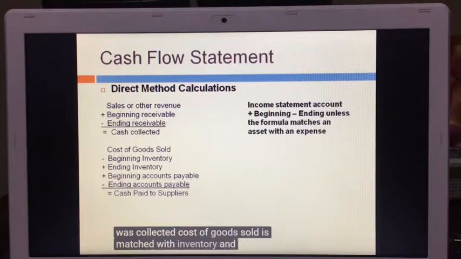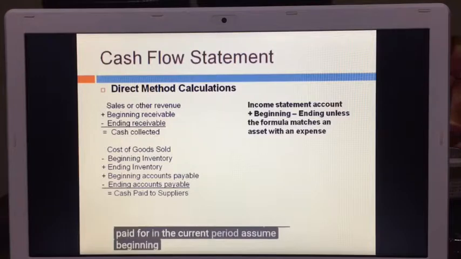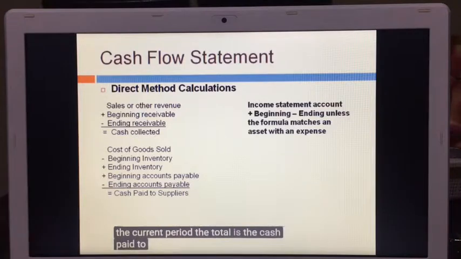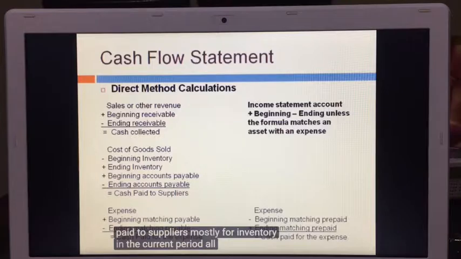Cost of goods sold is matched with inventory and accounts payable. Change in inventory affects cost of goods sold, and accounts payable states whether or not the inventory was paid for in the current period. Assume beginning inventory was paid for in the prior period and ending inventory was paid for in the current period. Then assume beginning accounts payable was paid for in the current period and the ending accounts payable was not paid in the current period. The total is the cash paid to suppliers, mostly for inventory, in the current period.